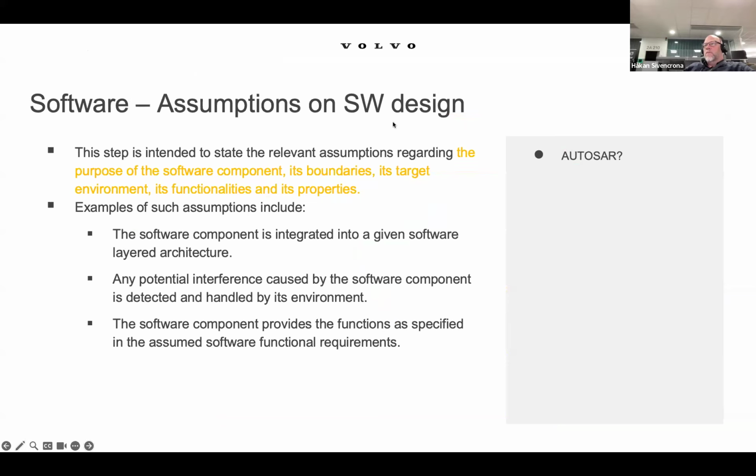What could it be then? Assumption of software design. So the software component is integrated in a given software layered architecture. That could be an assumption, and the potential interference caused by the software component is detected and should be handled by its environment, like a vertical contract, so things like that. The software component provides the functions specified in the assumed software functional requirements and things like that.